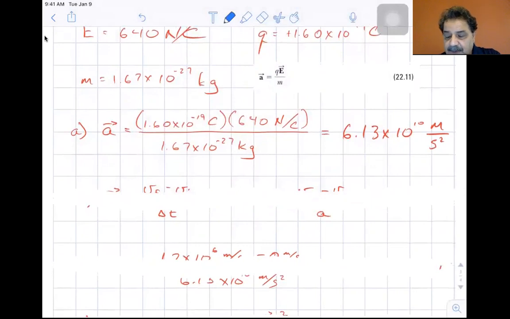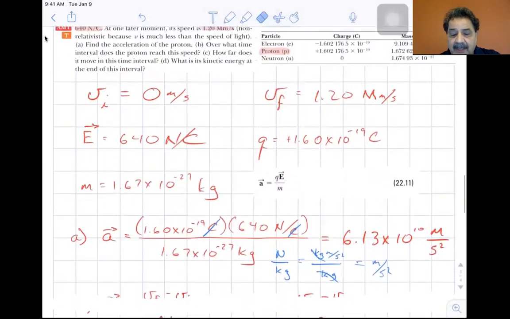Well, how do we get meters per second squared from all this? Well, the coulombs cancel, and we have newtons per kilogram, and newtons is kilogram meters per second squared, divided by kilograms. The kilograms cancel, so that's equal to meters per second squared, and that's what we want. Okay, let's go on.